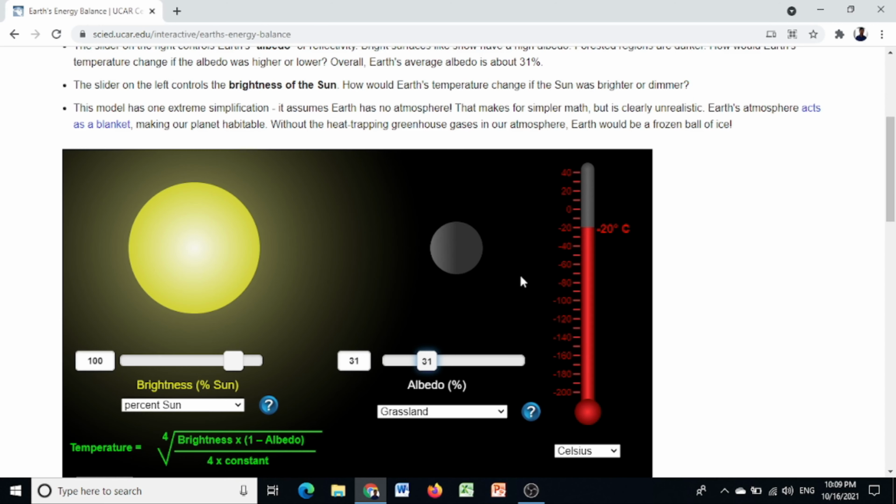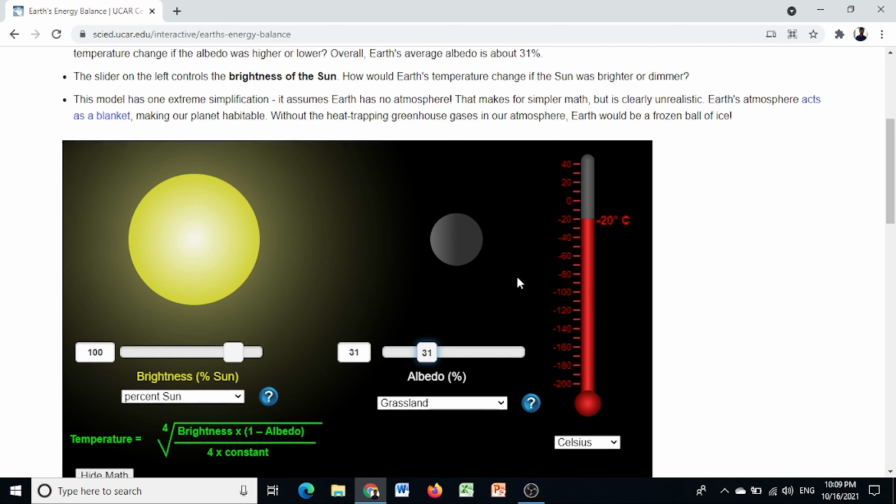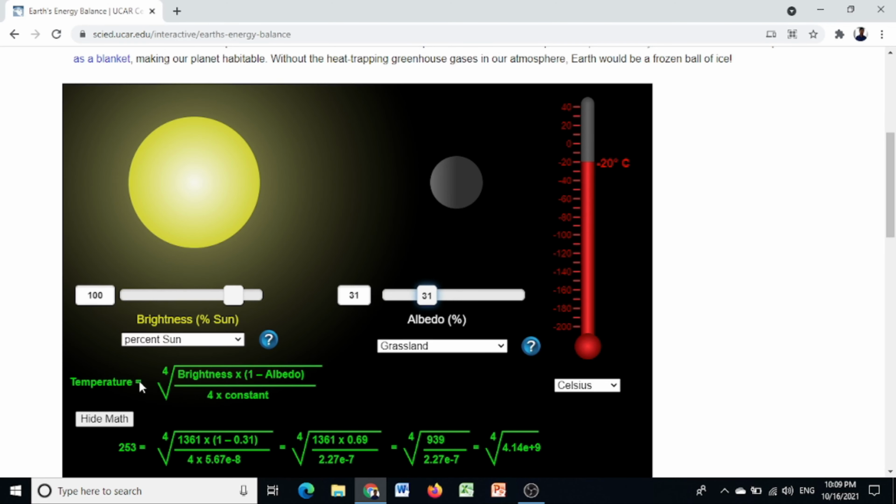Let us see. If the temperature of the Earth's surface is given by this equation, and if there is no atmosphere, then what is the temperature of the Earth's surface? Albedo is the percentage of reflection, reflectivity. Average reflectivity or albedo of Earth's surface is 31%. So at this 31% albedo in this formula, it gives 253 Kelvin, that is minus 20 degrees centigrade.